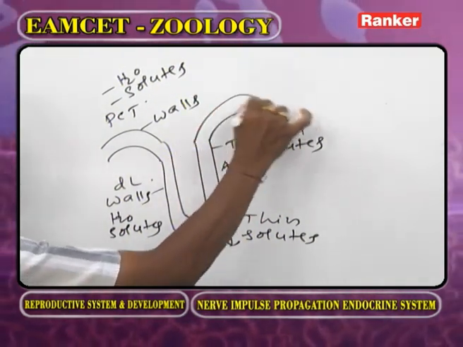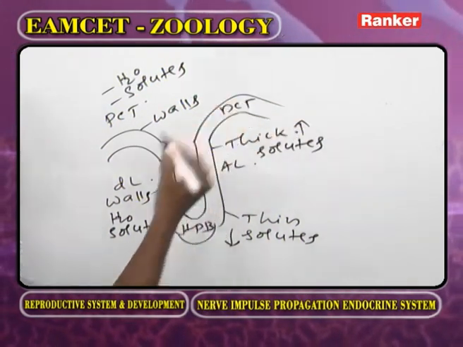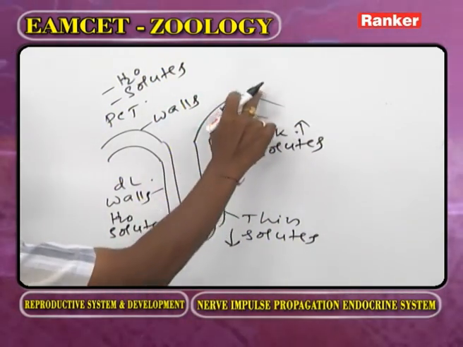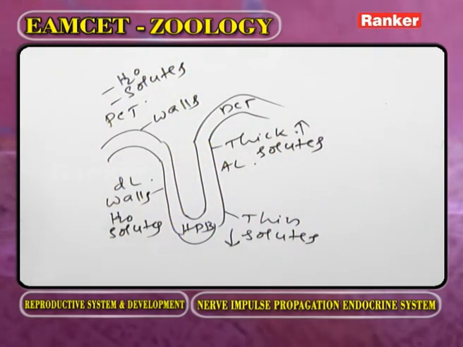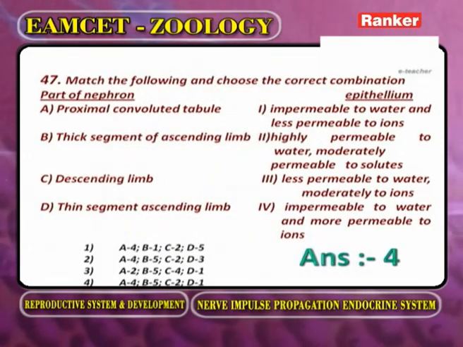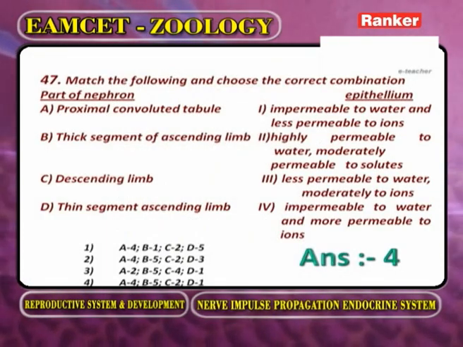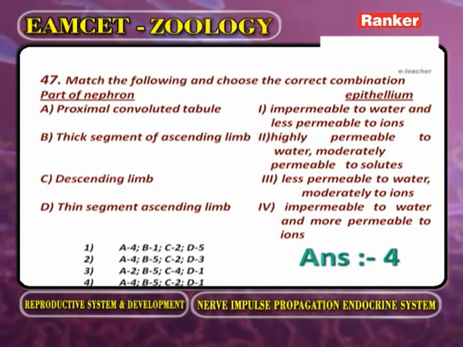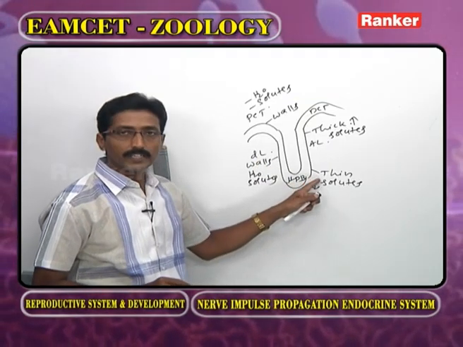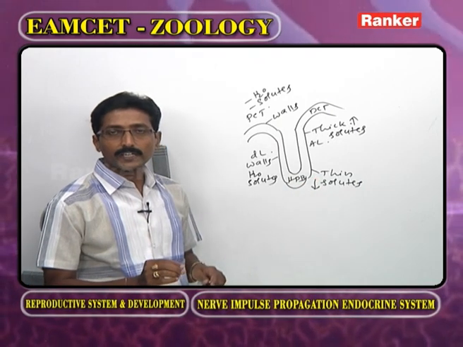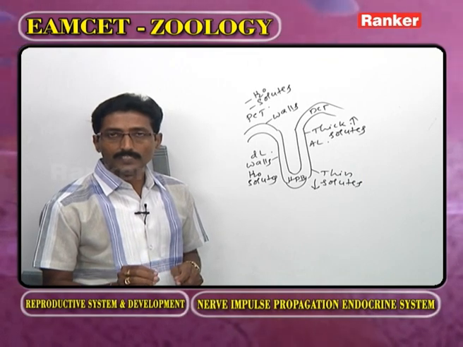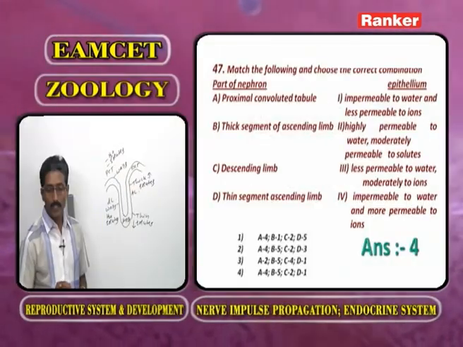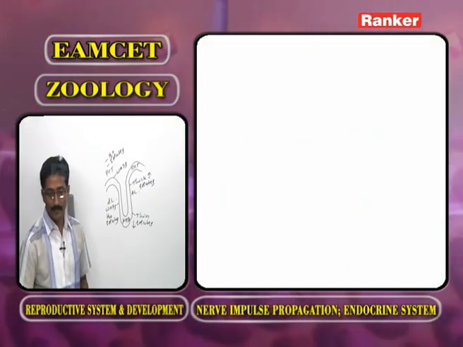Now this one we call the distal convoluted tubule. It is permeable to water as well as solutes. Now you observe the first one is PCT, the proximal convoluted tubule, then the thick segment of the ascending limb, the descending limb, and the thin segment of the ascending limb. Now based on this information, what is the correct answer? That is the fourth one. Now we go for the next question.